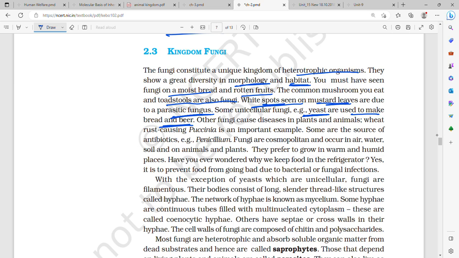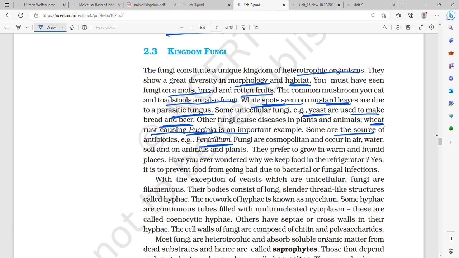We had seen yeast, that is Saccharomyces cerevisiae. It is also called baker's yeast, used to make bread, pastry, and dough. It is also called brewer's yeast, used to make beverages. Then the white spots seen on mustard leaves are due to a parasitic fungus. Think Puccinia. Sorry, that is the wheat rust causing Puccinia. Some are the source of antibiotics, for example penicillin, which was discovered by Alexander Fleming.